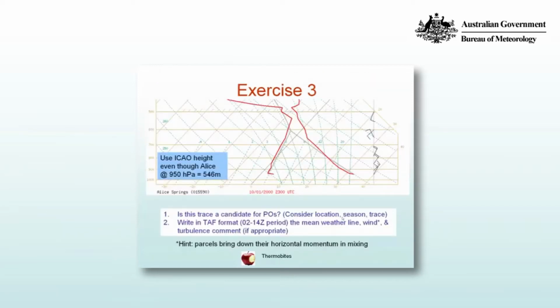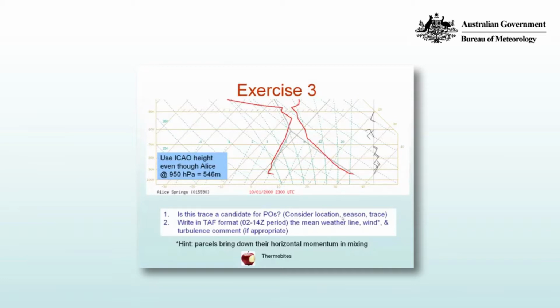Here's an example. This is Alice Springs. Is this trace a candidate for PO? For dust devils? Well, consider the location, consider the season, and have a look at the features of the trace. Write in TAF format for the 02 to 14 period the mean weather line. So ask yourself, will there be cloud? Any precipitation? What are the elements of concern? And the wind. And also a turbulence comment if appropriate.